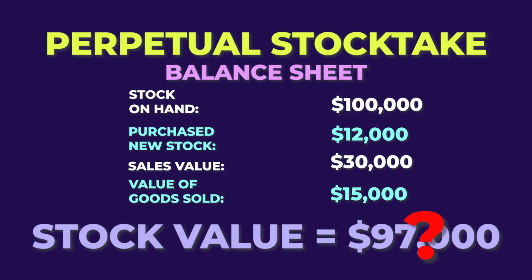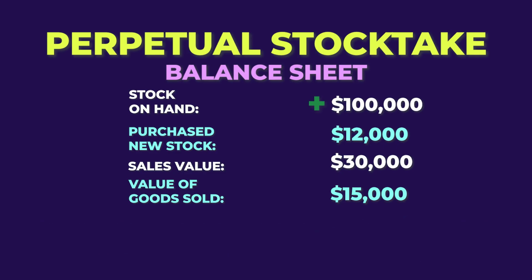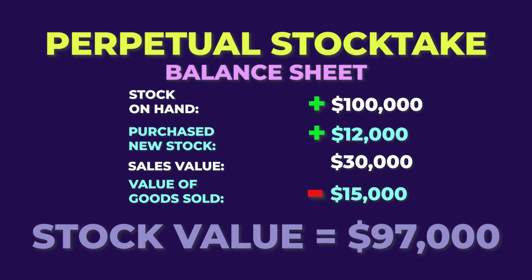How do we arrive at that value? We had an opening amount of $100,000. We purchased $12,000, but we then consumed $15,000, which gave us a value of $97,000. If you are running a finance system that is perpetual in nature, you will see each of these transactions going through your profit and loss.